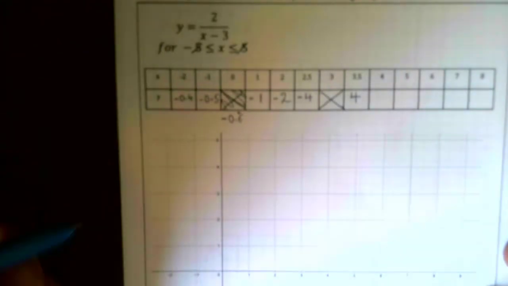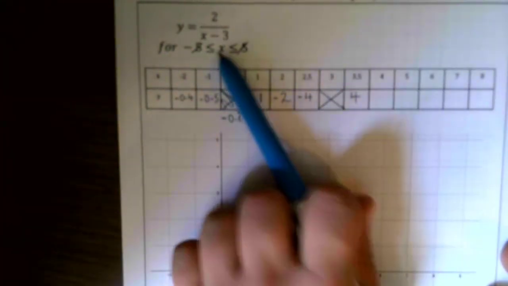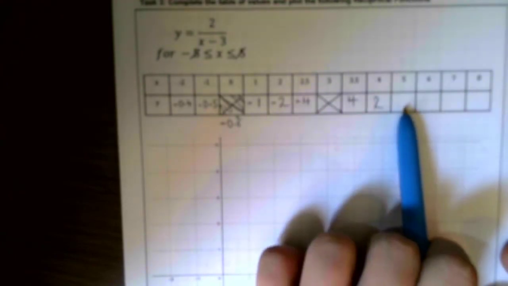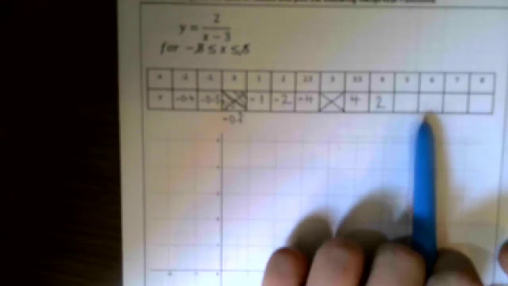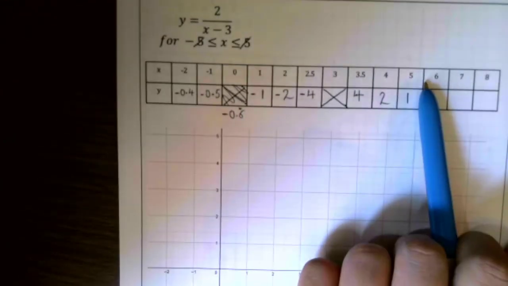3.5 take away 3 is a half. 2 over a half is 4. So you can see that it's starting to show that symmetry again. Okay, 4 take 3 is 1. 2 over 1 is 2. So look, 2, -2, 4, -4. This one should be 1 if our pattern is correct. So 5 take away 3 is 2, 2 over 2 is 1. 6, well, I already think this is going to be a third.